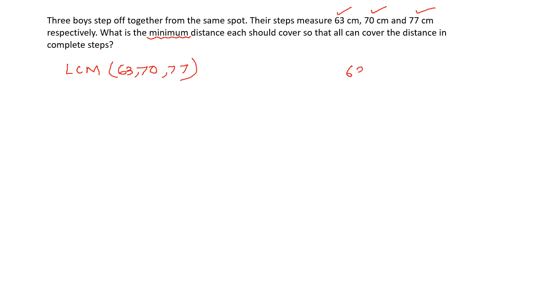So you have 63, 70 and 77. Now we are going to divide. First prime number is 2. Will 2 go? No, the last digits are 3, 7. You cannot divide it by 2. 3. Will 3 go? 6 plus 3 is 9. Yes, you can divide by 3. But 7 plus 0 is 7. You cannot divide by 3. So what are you going to do?